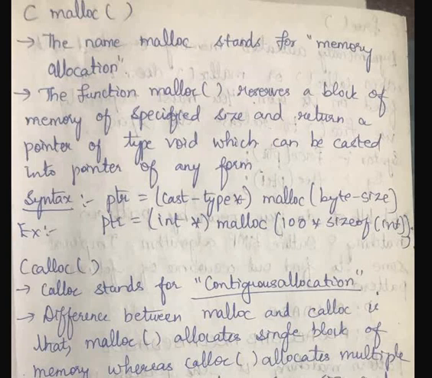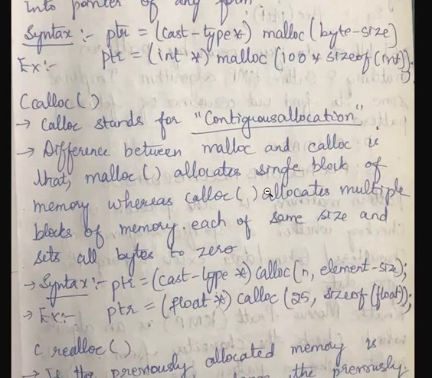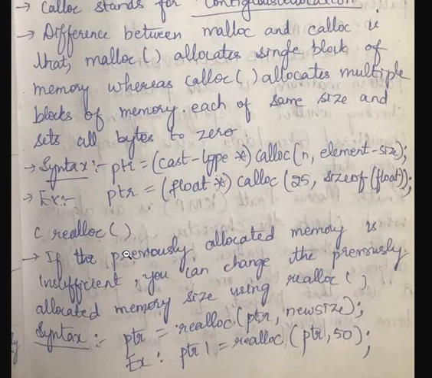Calloc means contiguous allocation. The difference between malloc and calloc is that malloc will allocate a single block, whereas calloc can allocate multiple blocks of memory. Here you can see the syntax: pointer = cast type * calloc. Cast type can be int, char, float and so on. Calloc is the function name. You have to specify the number of blocks and the element size. Here 25, size of float, so we are taking it as a float. Now let us go for the realloc function.